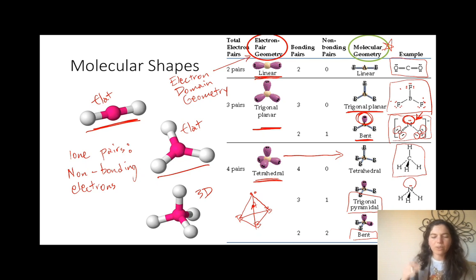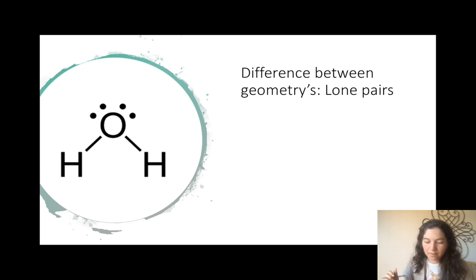Okay, so these are our main molecular shapes, and we're going to apply our dipole moments to these in order to see kind of how the whole molecule is electronically. We talked about all of that, so don't worry. All right, so the main difference between the two geometries that we described are the lone pairs.